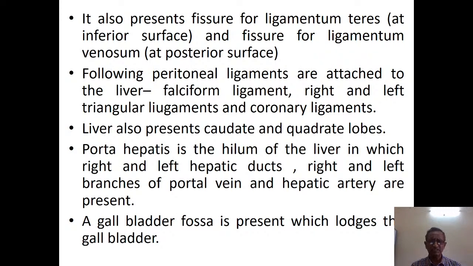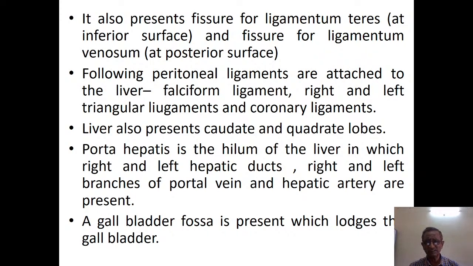Liver also presents caudate and quadrate lobes. I have shown you the caudate and quadrate lobe. Quadrate lobe is just by the side of the gallbladder, whereas caudate lobe is by the side of the inferior vena cava on the superior side, and whereas quadrate lobe is on the inferior aspect.